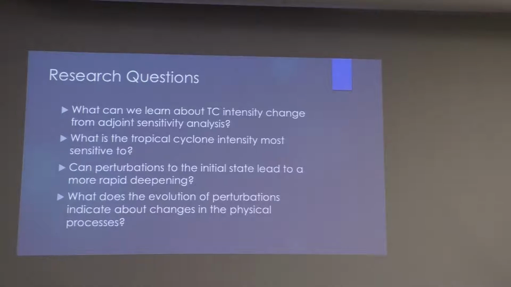So the research questions I'm trying to investigate are: what can we learn about tropical cyclone intensity change from adjoint sensitivity analysis? What is the tropical cyclone most sensitive to? And can perturbing the initial state lead to a more rapid deepening? Along with, after we perturb the initial state, how does the evolution of these perturbations evolve, and what do they indicate physically?